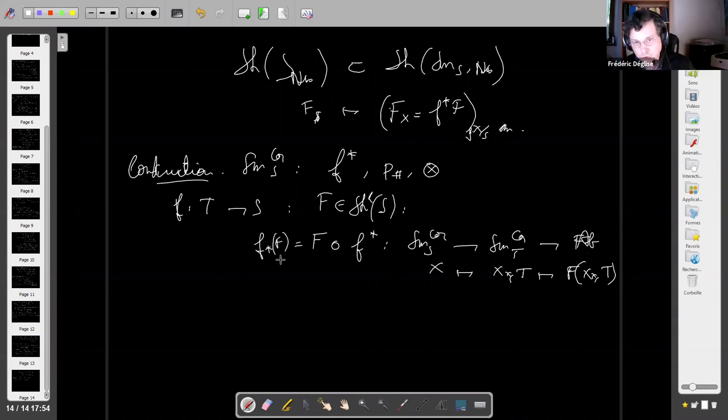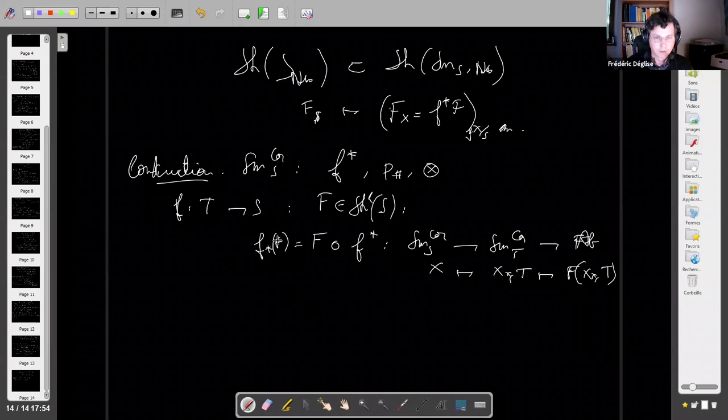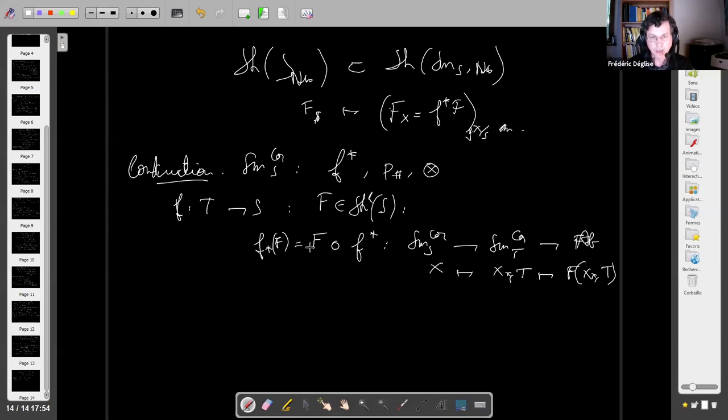And if you have seen Zariski sheaves, this is the usual definition. And you can see immediately that if F is a Nisnevich sheaf, then this f lower star F is a Nisnevich sheaf, just because Nisnevich covers are stable by pullback, okay? And here we have another piece of information. This direct image admits transfers also.